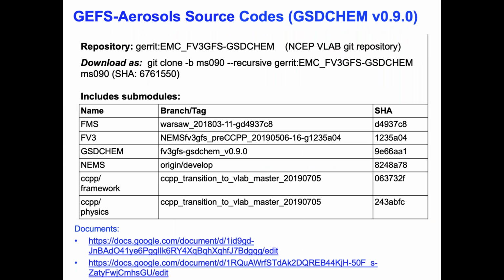Here's the information about the source code of the GEFS aerosol. For the operational version now, the chemical part, the GSD-Chem, is based on version 0.9, and other components are included as in GEFS version 12, and their versions may be different from those used. I mean, the FV3 part is based on the GEFS version 12.